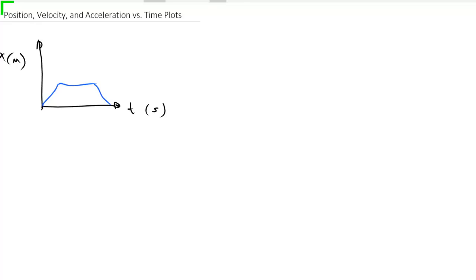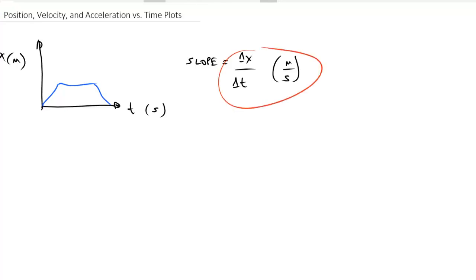Now, if we look at the slope of this graph, then the slope is going to be the rise over the run, right? So our rise will be a change in the x position, so this will be delta x, divided by our run, which will be a change in the time, delta t. The units of this will be meters, units of time are seconds, so we have meters per second. And this is what we defined to be our velocity earlier. So the slope of a position versus time graph is equal to the velocity.